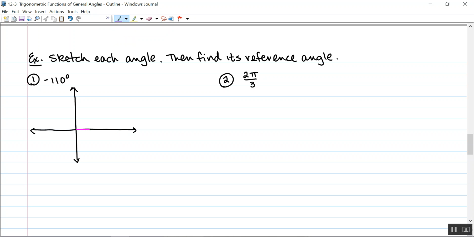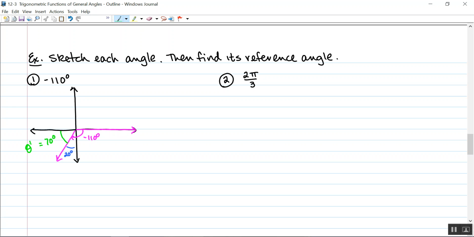So here's my initial side, the positive x-axis. And since it's negative, I'm going to be going clockwise, and I need to go 110 degrees. So I'm going to go 90 degrees to here, and then I'll need to go a little bit more, basically another 20 degrees to get my angle. Okay, so that's negative 110 degrees. So this angle right here was 20 degrees because I had to go 90 plus another 20. Now my reference angle is actually going to be this angle right here, which is going to be 90 minus 20, or 70 degrees. That's my theta prime.